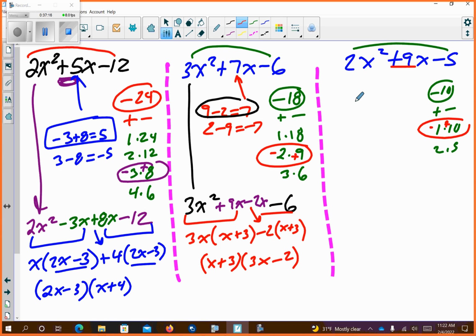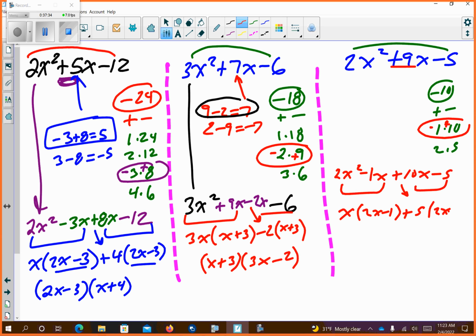Okay, so I'll bring this down. So I get 2x squared minus 1x plus 10x minus 5. You could add those in either order. So I'm going to factor out an x. That gives me 2x minus 1. Factor out a 5. That's 2x minus 1. So my answer is 2x minus 1 and x plus 5.